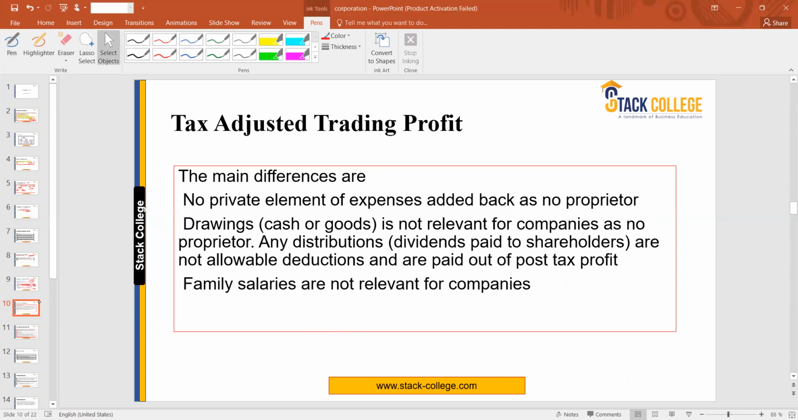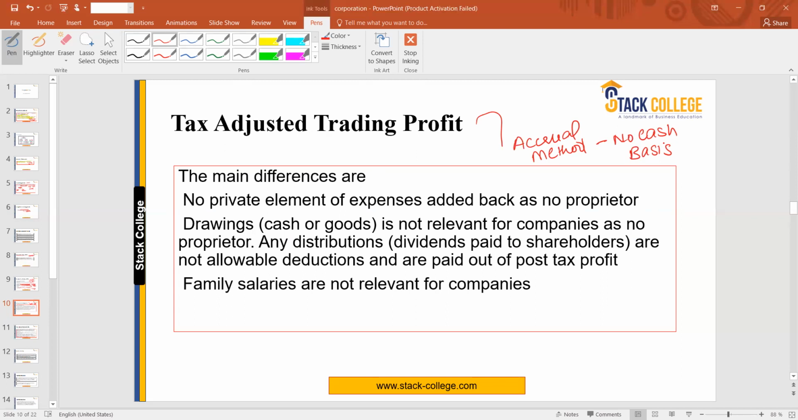Now, as far as the tax adjusted trading profit is concerned, we always calculate on the basis of the accrual method. Accrual method is allowed; no cash basis is allowed for the company. So what we need to do, in the same way as for the tax adjusted trading profit of a sole trader or partnership, is make some adjustments from the accounting profit, but there are a few differences.